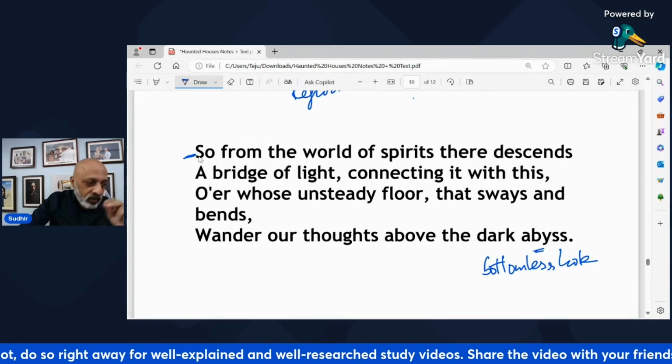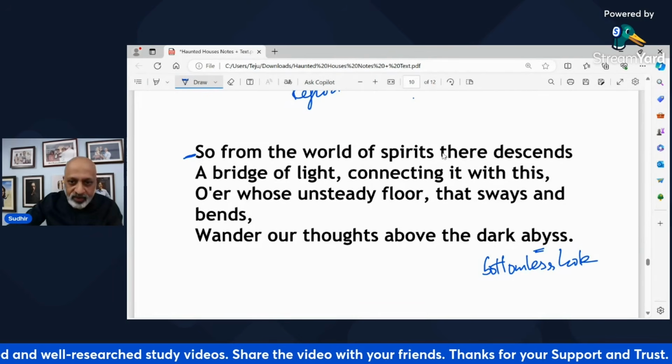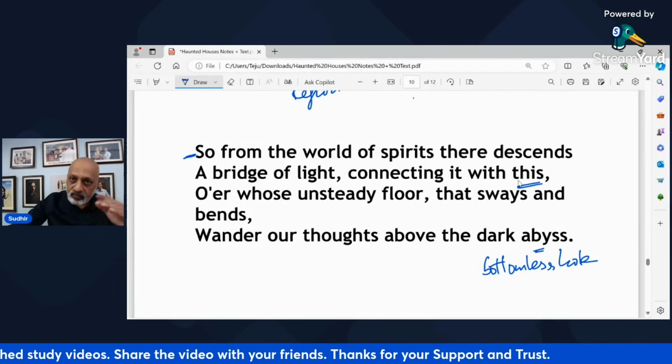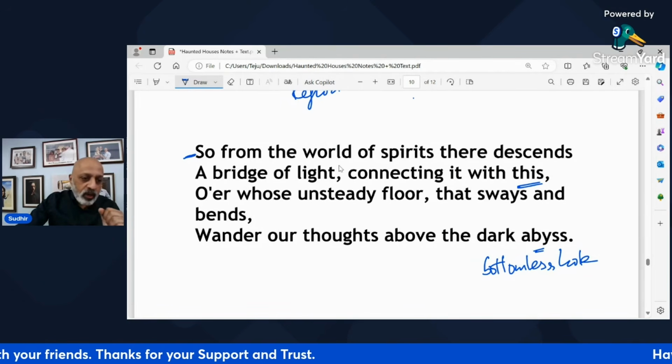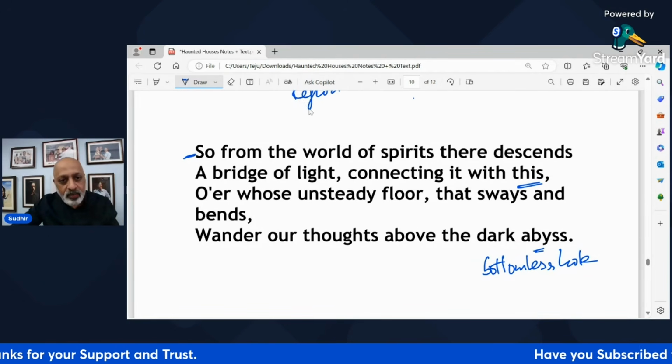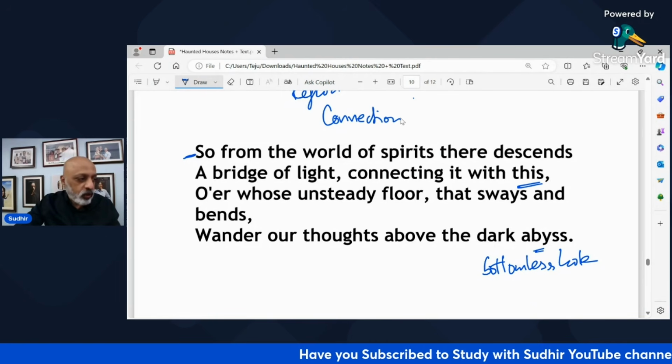So he's saying that the moonlit path is a metaphor for a bridge between the physical world, that is, this, referring to the physical world, and the spiritual world. So that there is some kind of a connection between the two worlds. That's what he's trying to convey.